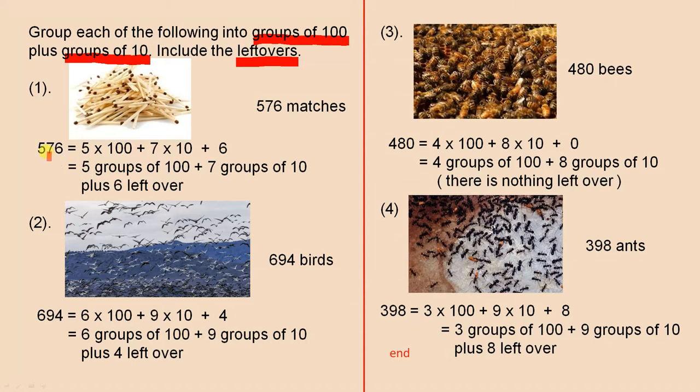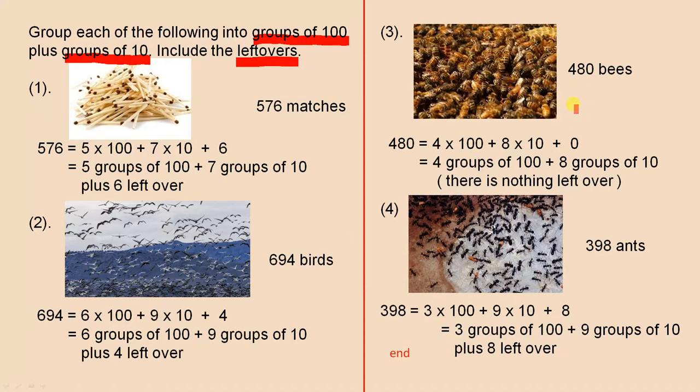576 matches. 576 is 5 times 100, because the 5 is in the hundreds column, plus 7 times 10, because the 7 is in the tens column, and you've got 6 left over because they cannot make a group of 10. So that gives you 5 groups of 100 plus 7 groups of 10 plus 6 left over. 694 birds. 694 is 6 times 100 plus 9 times 10 plus 4, which is 6 groups of 100 plus 9 groups of 10 plus 4 left over.